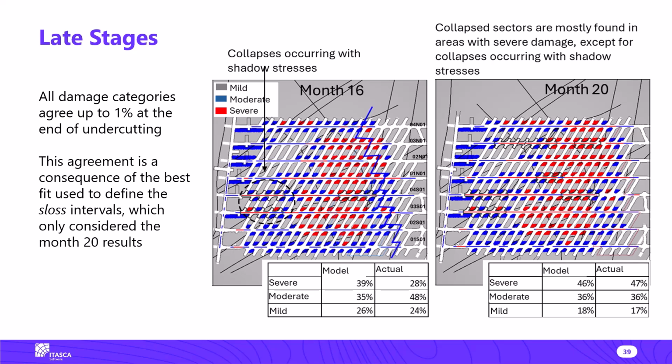For the late stages, and particularly for month 20, all damage categories agree up to 1%. This agreement is a consequence of the best fit that was used to define the S-loss intervals, which only consider the month 20 results.